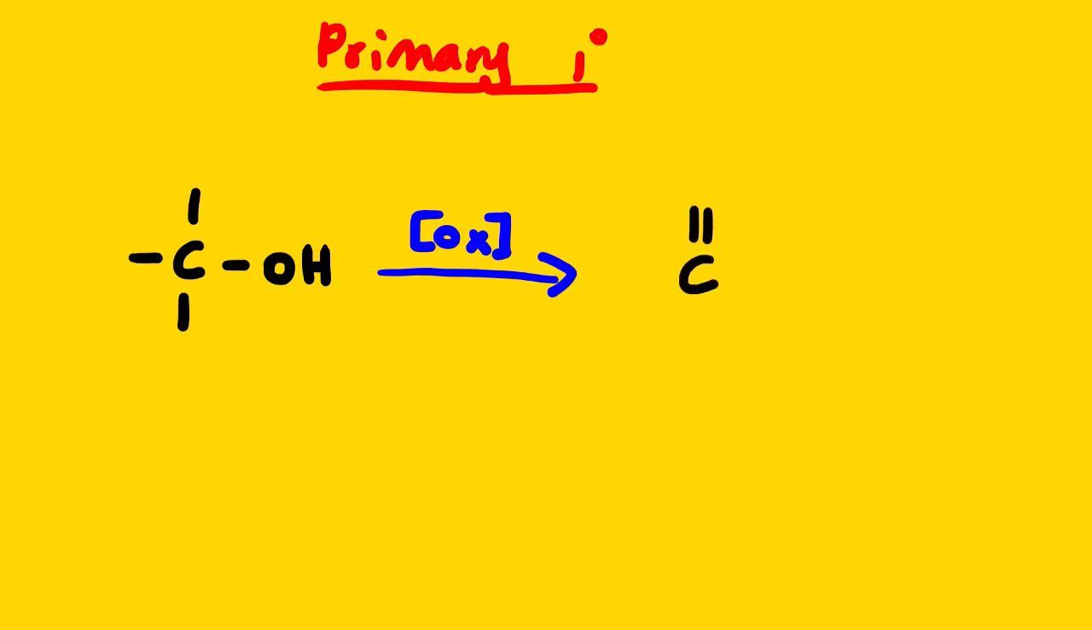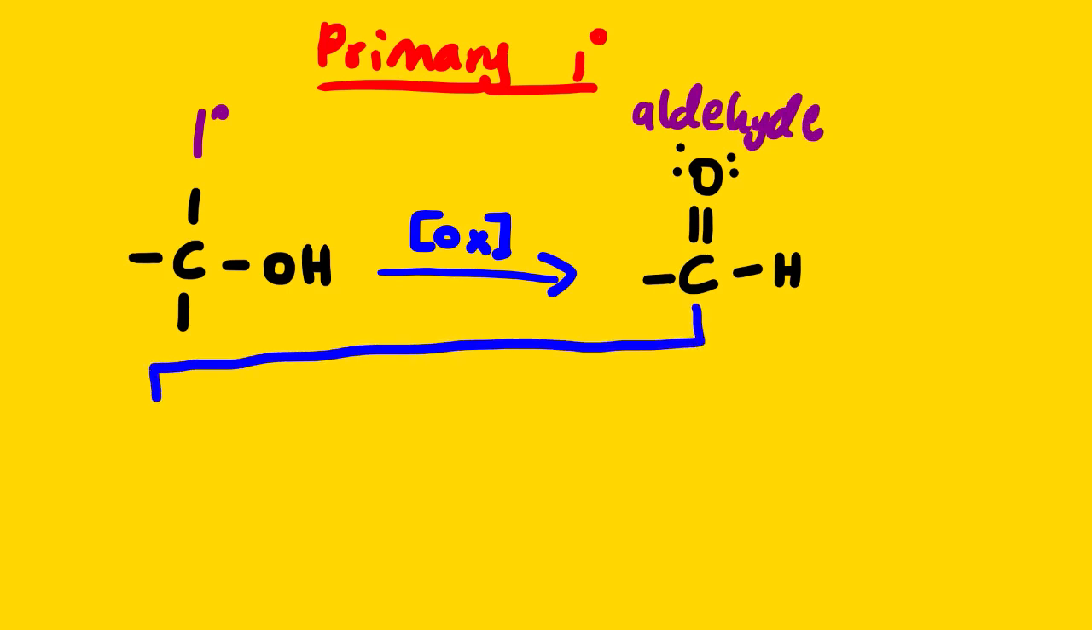aldehyde. Remember that aldehyde is a carbonyl group with a double bond to oxygen and having hydrogen here. One of the important things that you should note, whenever we oxidize a primary alcohol, we always yield an aldehyde. And then we can further oxidize an aldehyde to form carboxylic acids.